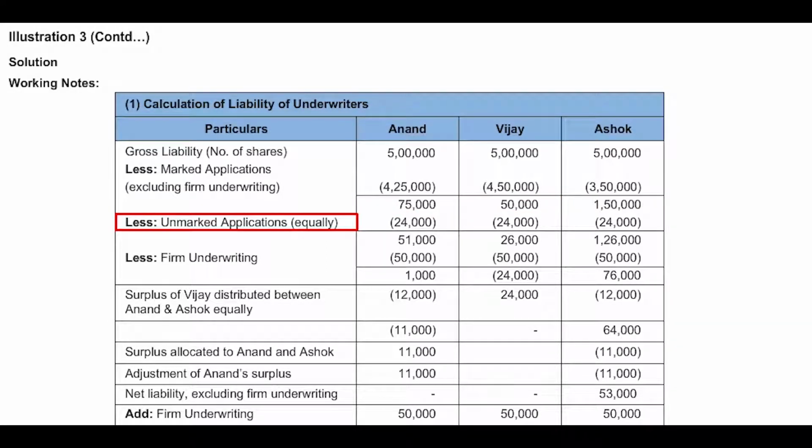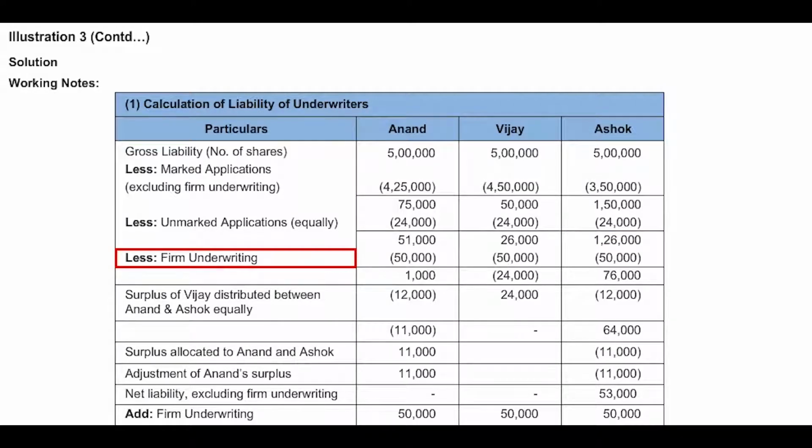Out of that there are certain unmarked applications of 72,000. So this 72,000 will be divided equally among Anand, Vijay and Ashok, which will give you the figure of 24,000, 24,000 and 24,000. Now the remaining liability is 51,000, 26,000 and 1,26,000 of the respective underwriters.